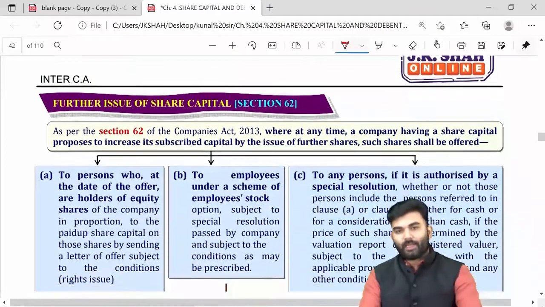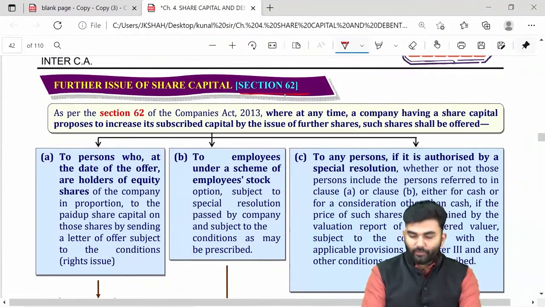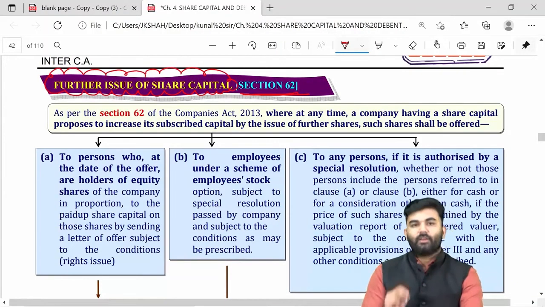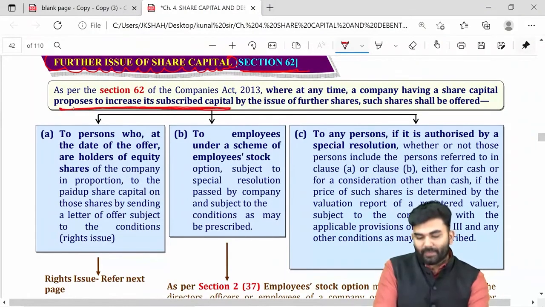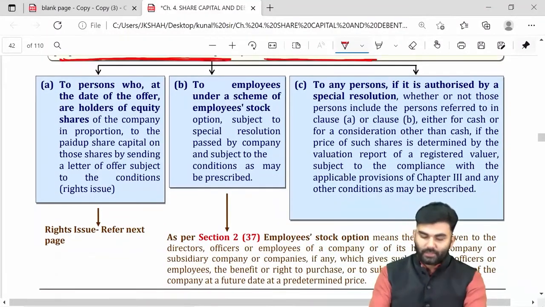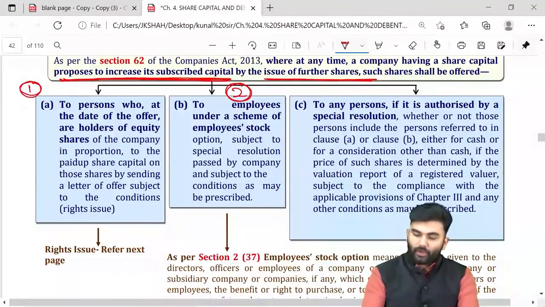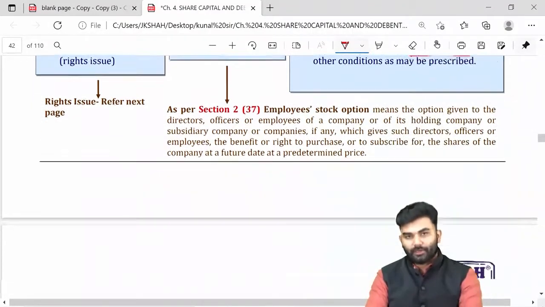Let us move on to the next provision, that is section 62. Section 62 deals with further issue of share capital. Whenever the company proposes to increase its subscribed capital by further issuing more shares, the company has three options. The company can either go for issuing rights shares, or go for ESOPs, or fulfill the provisions of chapter 3 of the Companies Act 2013.